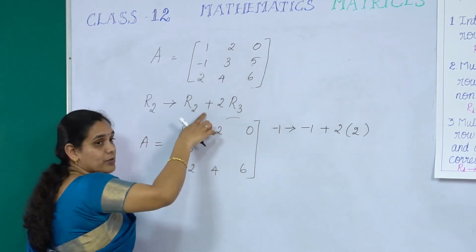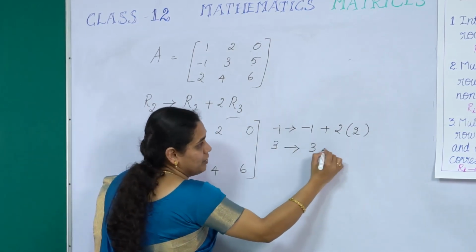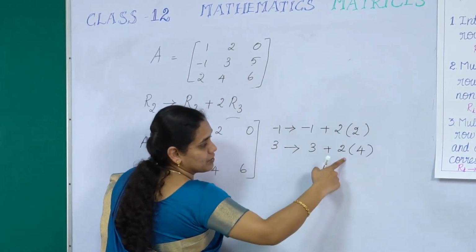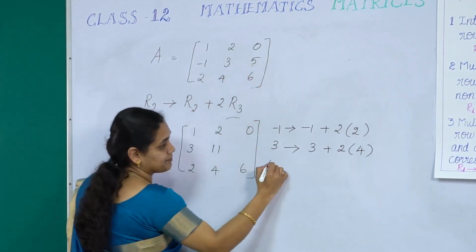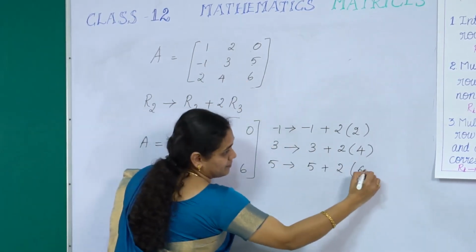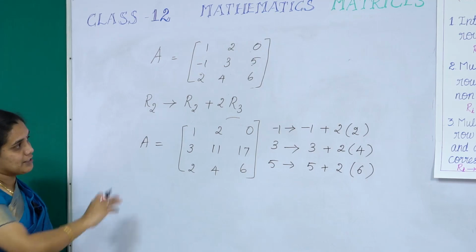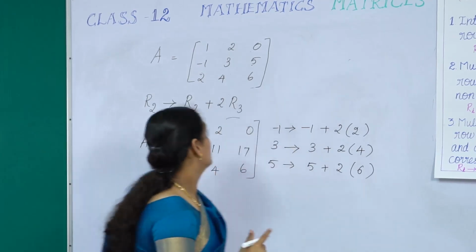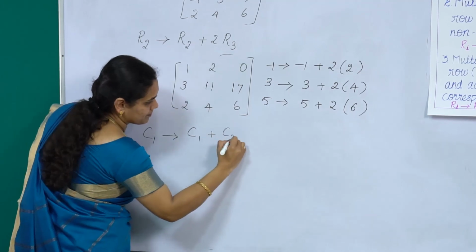R2 and R3 only we are involving in this operation. So 3 will be written as 3 plus twice the corresponding element, 4. So this will give you 8 plus 3, 11. So that will go here. The next one, 5, takes 5 plus twice of 6. That is 17. This is how it works. This is row wise. If we want to do it along the column, we can do it. Let's see. Suppose C1 as C1 plus C2.